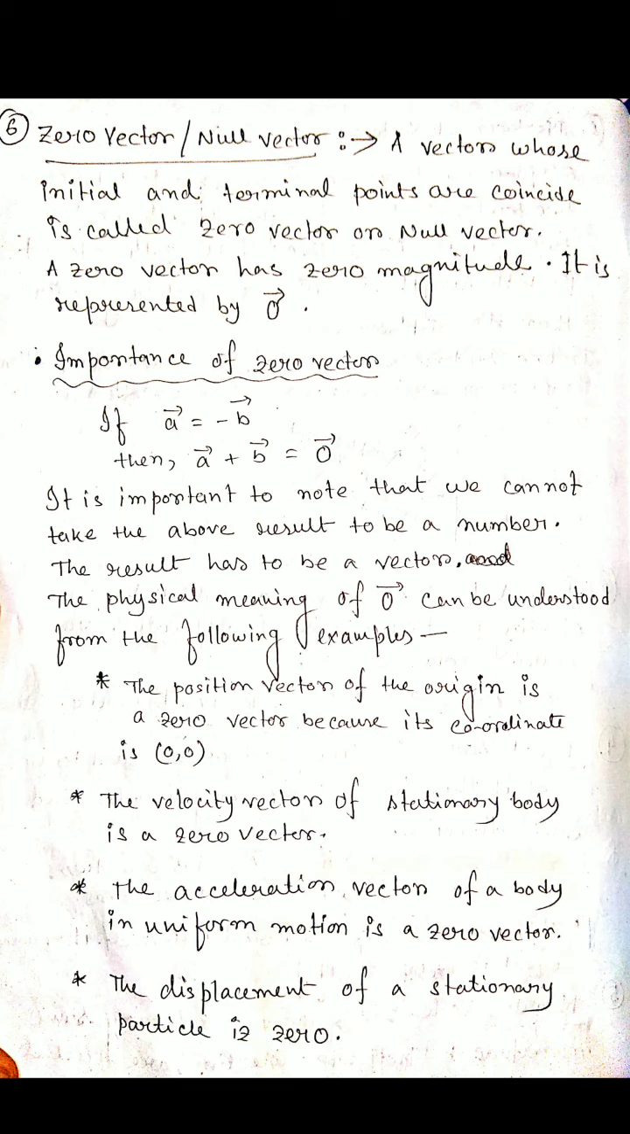Okay. Now what is the importance of the zero vector? Suppose two vectors A and B, and if A equals minus B, then in normal mathematics we can write A plus B equals 0. But with vectors we cannot write only 0, because the addition of two vectors is always a vector, not a normal number. So A plus B equals the zero vector, because the zero vector has magnitude 0. So this equation is now a true or valid equation.